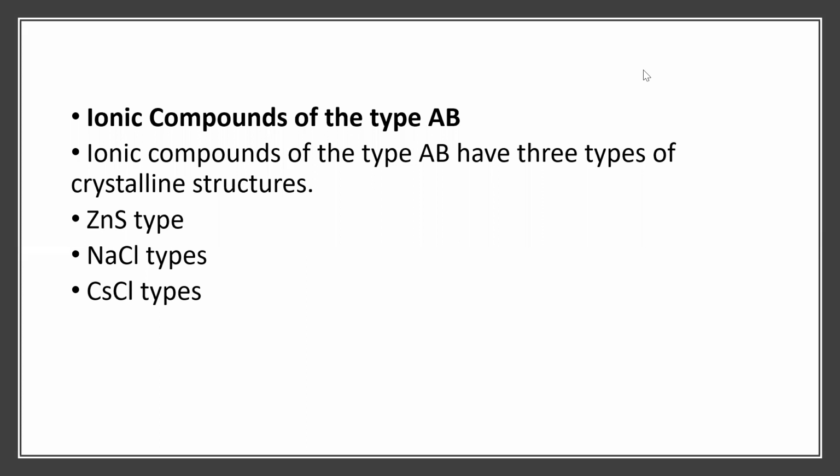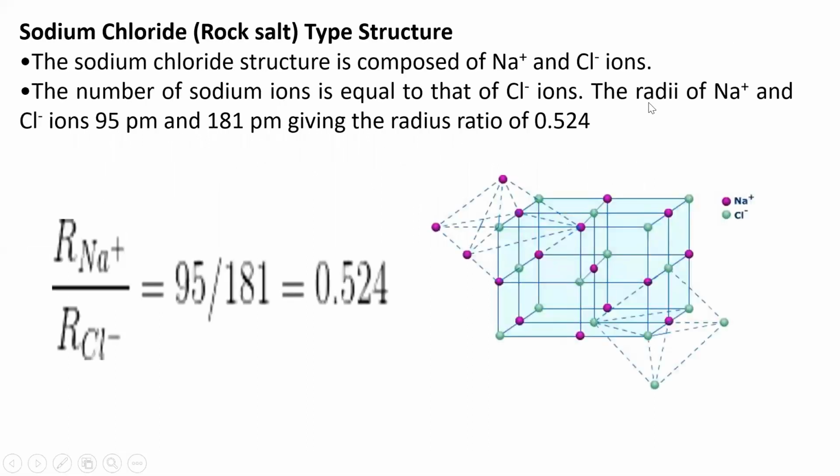So coming back to types of ionic solids. First, sodium chloride type. The sodium chloride structure is composed of sodium ions and chlorine ions. The number of sodium ions is equal to that of chlorine ions. The radii of sodium ion and chlorine ion are 95 picometers and 181 picometers, giving the radius ratio of 0.524.